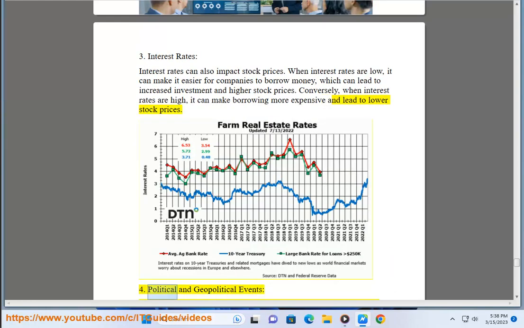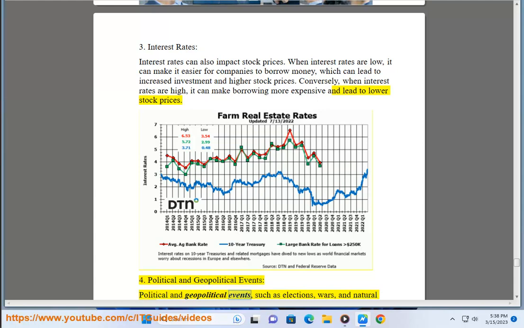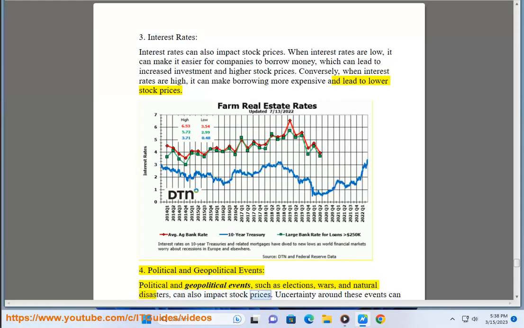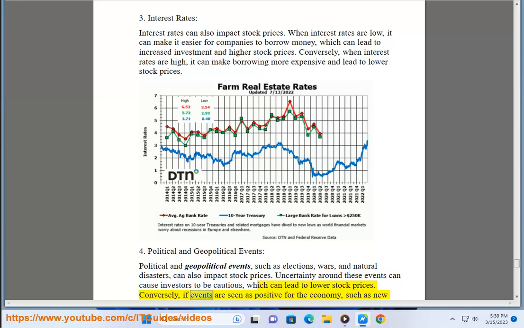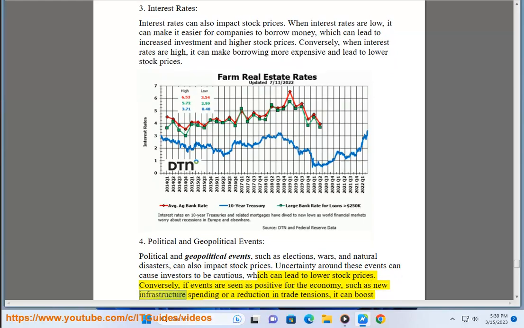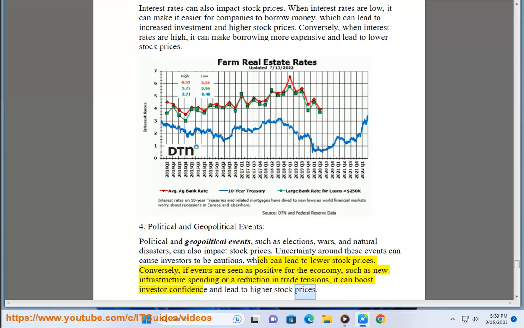4. Political and geopolitical events. Political and geopolitical events, such as elections, wars, and natural disasters, can also impact stock prices. Uncertainty around these events can cause investors to be cautious, which can lead to lower stock prices. Conversely, if events are seen as positive for the economy, such as new infrastructure spending or a reduction in trade tensions, it can boost investor confidence and lead to higher stock prices.